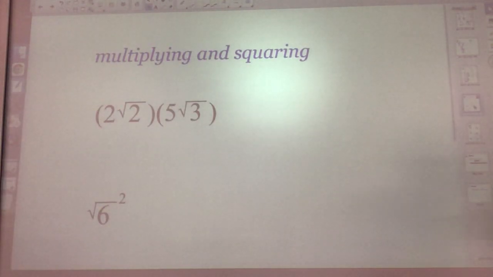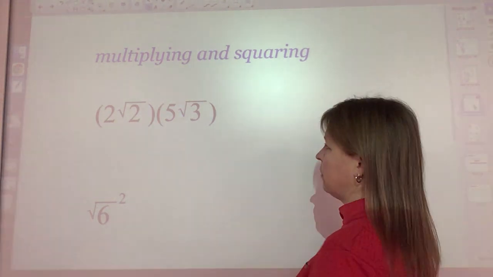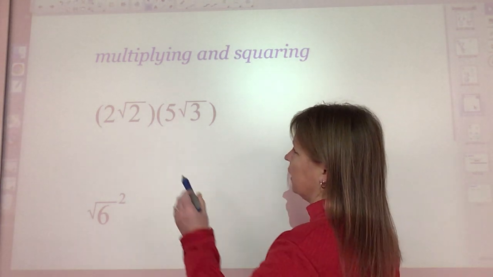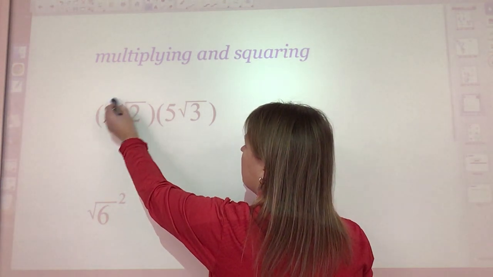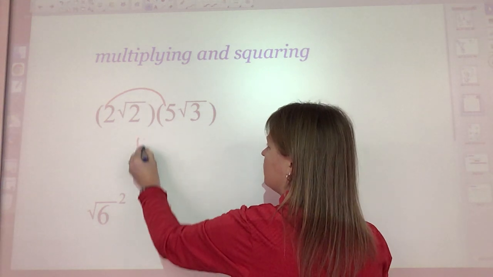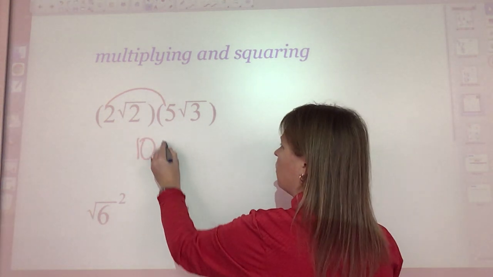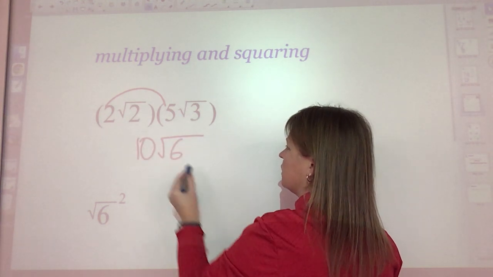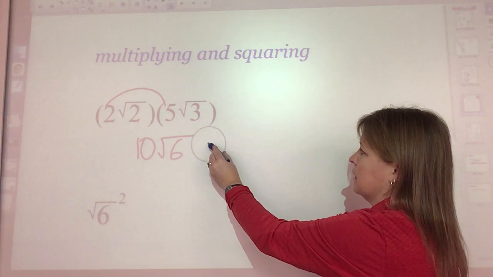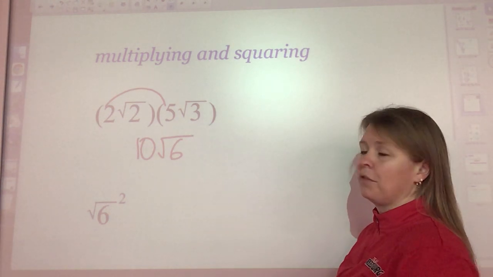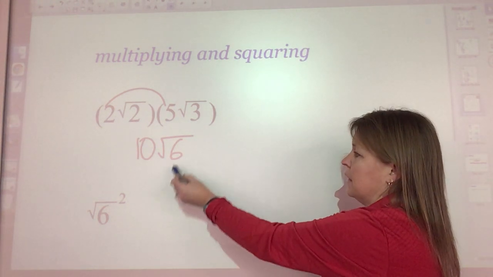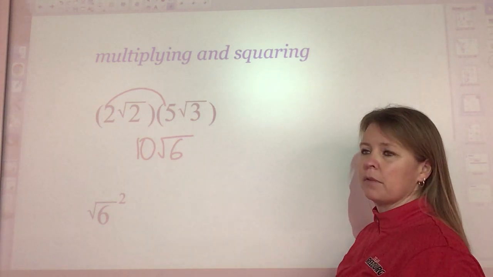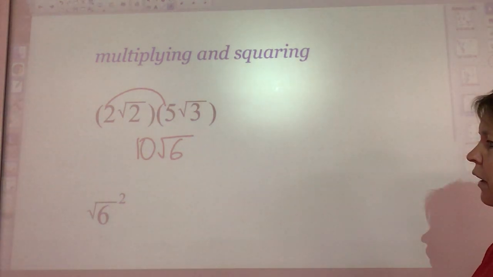All right, we added and subtracted. Now we got to do some more multiplying and squaring. If you're multiplying, you can only multiply like, well, I shouldn't say like, the same term. So like a whole number times a whole number. 2 times 5 is 10. And then radicals are allowed to be multiplied. Square root of 2 times the square root of 3 is the square root of 6. So that answer is 10 square root of 6. You do have to be careful and make sure if the 6 can be simplified, you have to simplify it, but that one can't, so that's just your final answer.